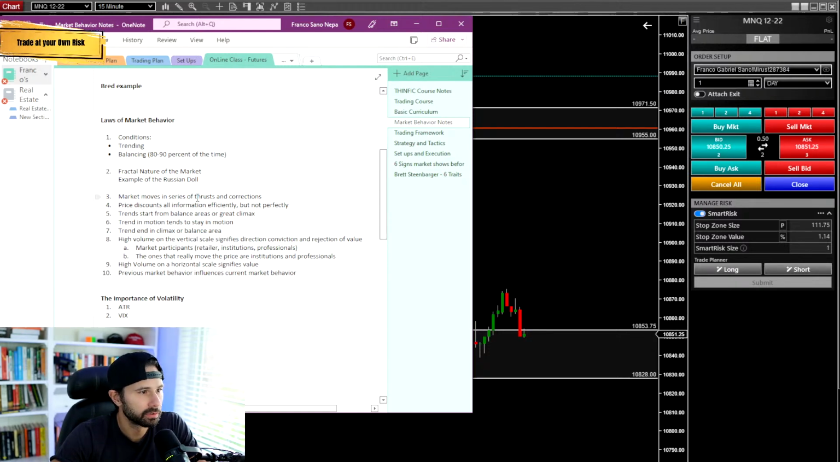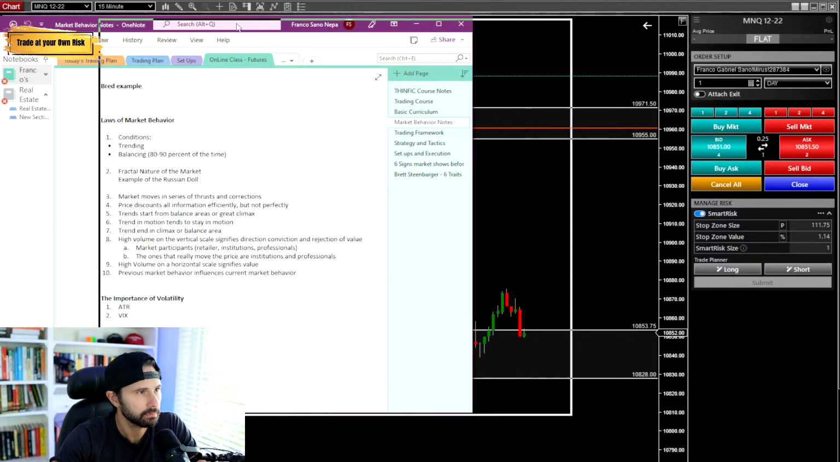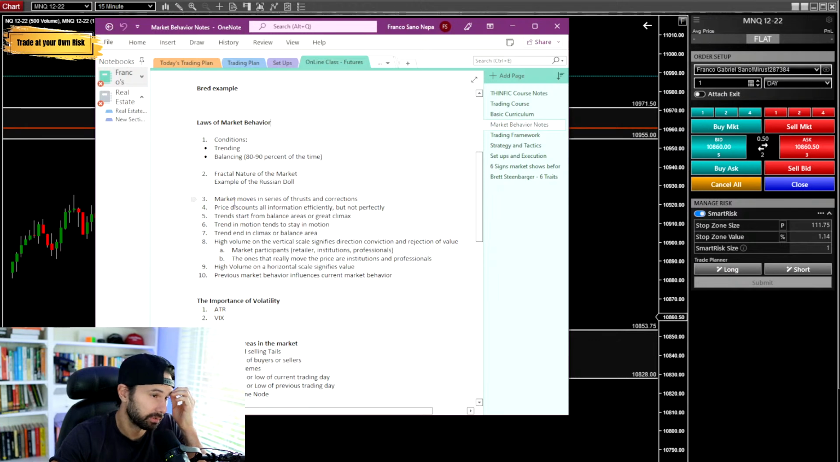Market moves in series of thrust and corrections. We have talked about this. I think it's very important to understand this. That's why you always have an entry. Price discounts all information efficiently, but not perfectly. Trends start from balance areas or great climax. Trend in motion tends to stay in motion. Trends end in climax or balance area.